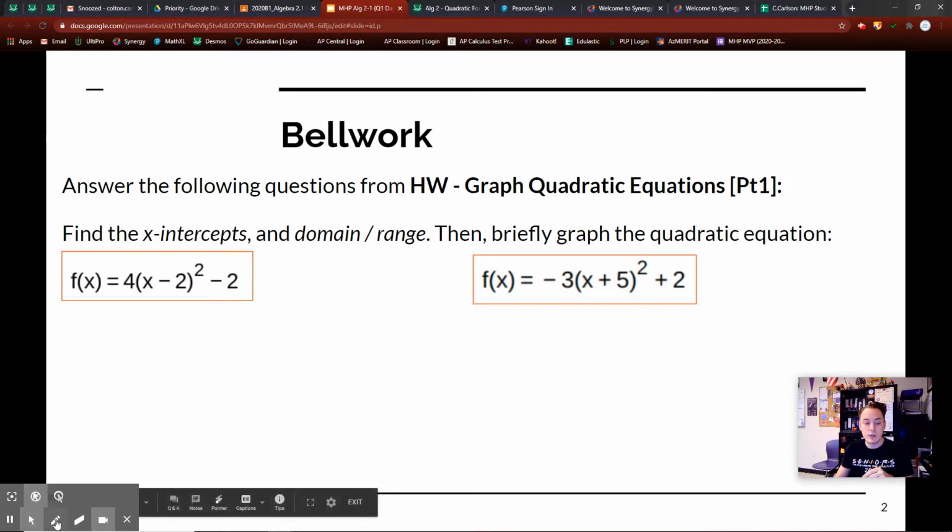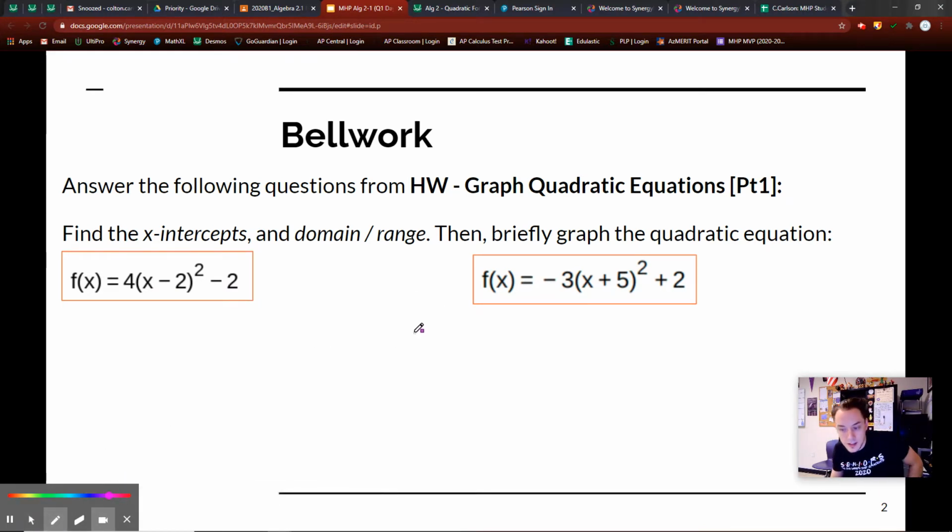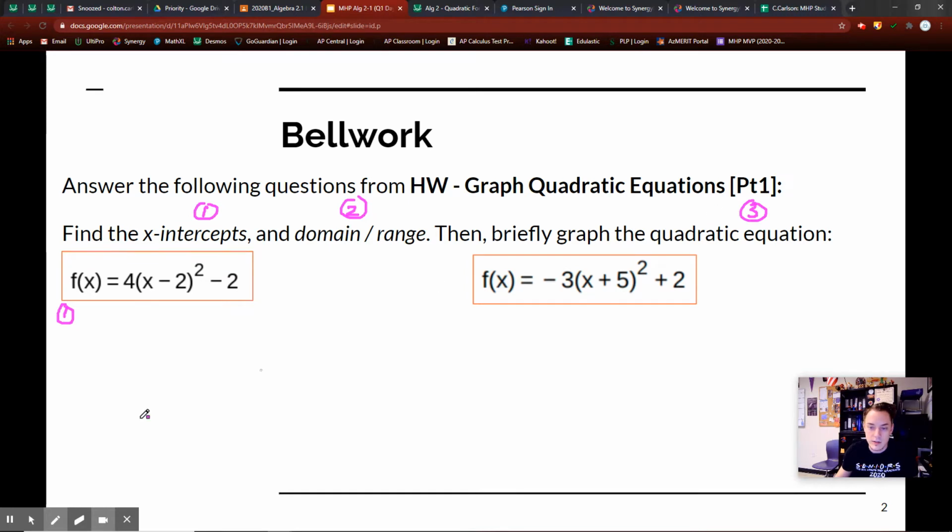These are the only 2 questions that I have for us during the bell work. I'm asking: find the x-intercepts, then find the domain and range, and then briefly graph the quadratic equation. So basically, where would this quadratic equation lie? What would it look like? I'll just graph both. Let's do the x-intercepts, domain and range, and then we'll briefly graph it.